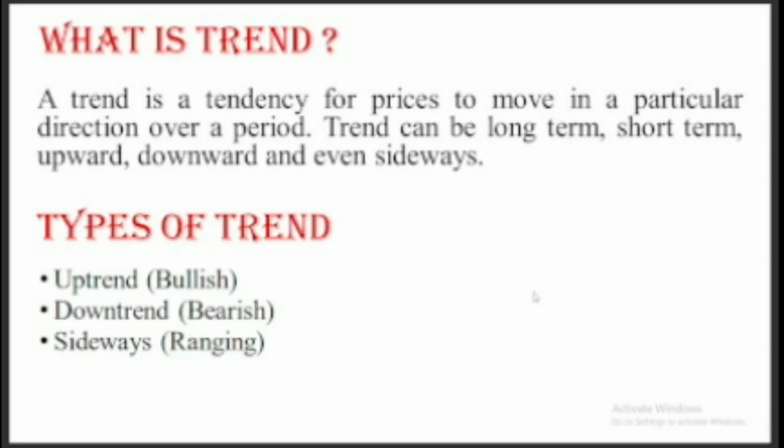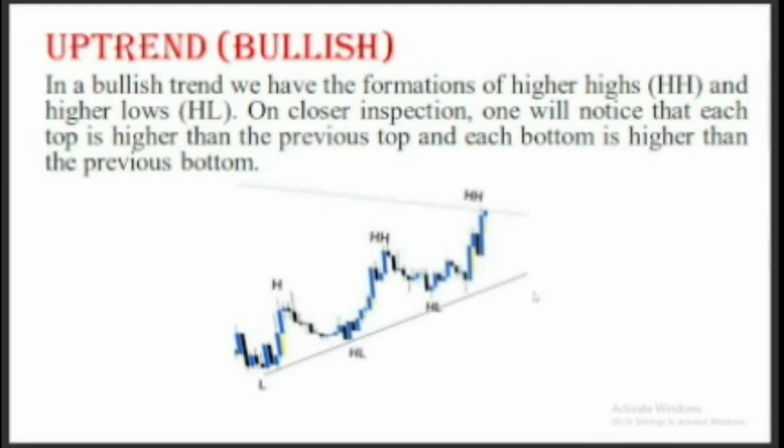So we said a trend can either be upward trend, downward trend, and even sideways. Let's talk about the types of trend. We have the uptrend, it's also known as the bullish trend. We have the downtrend, also known as bearish trend. We have the sideways, also known as ranging, still the same thing as consolidation. So when we talk about the uptrend, which is our bullish trend, in a bullish trend, we have the formation of higher highs and higher lows. On closer inspection, one will notice that each top is higher than the previous top.